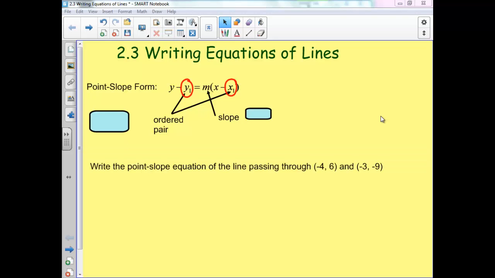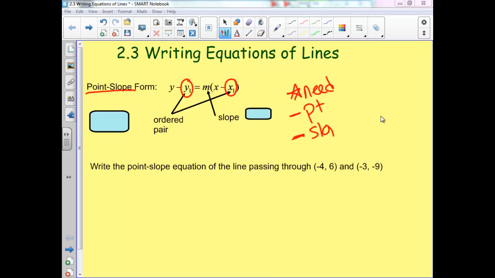So we're going to use this equation to write equations of line that pass through some points. First off, notice it's called point-slope. That's because we need a point, we need a slope. Alright, so now we want to write the equation that goes through these 2 points. First thing, we don't have a slope. So let's go ahead and figure out the slope between these 2 points using our formula from yesterday.